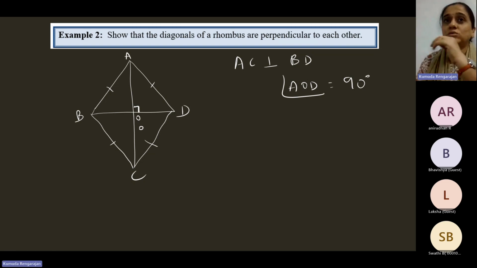Take up any two adjacent triangles and show that they are congruent. So any two, I told you, any two.